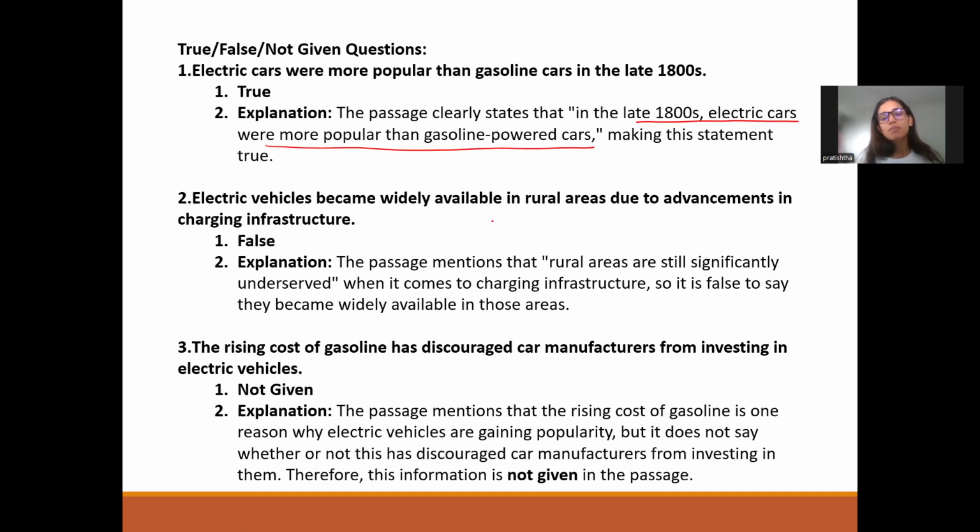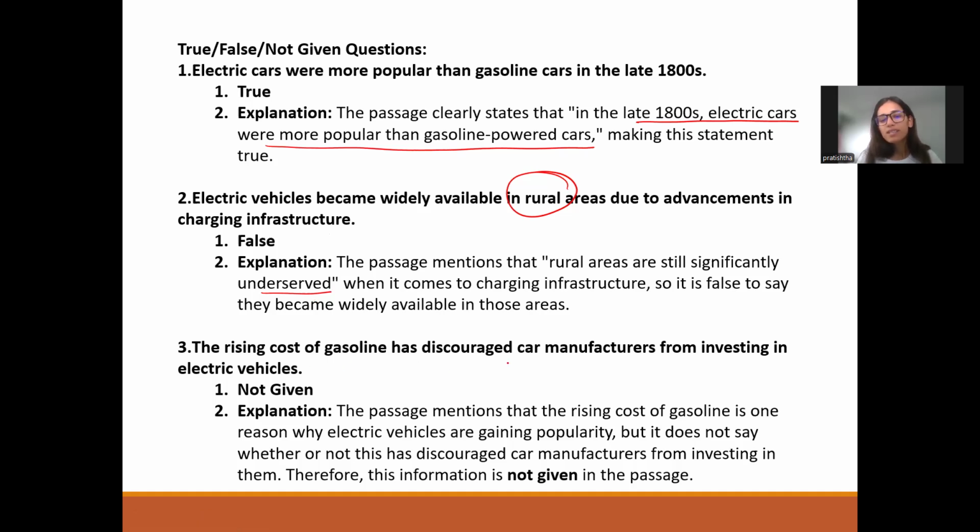Electric vehicles became widely available in rural areas due to advancement in charging infrastructure. So it is talking about rural areas. But before, we read that rural areas are still significantly underserved, right? Means that there is no infrastructure as such.